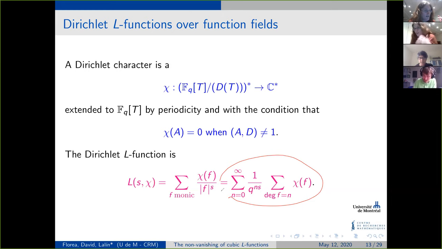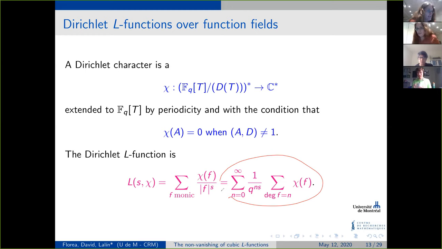Now, I didn't discuss this before, but think about the most basic example that I gave you, the quadratic character of conductor 3, taking the values 1, minus 1, and 0. If you sum the value of the character at 0, 1, and 2, you get 0, because you get 0 plus 1 plus minus 1.